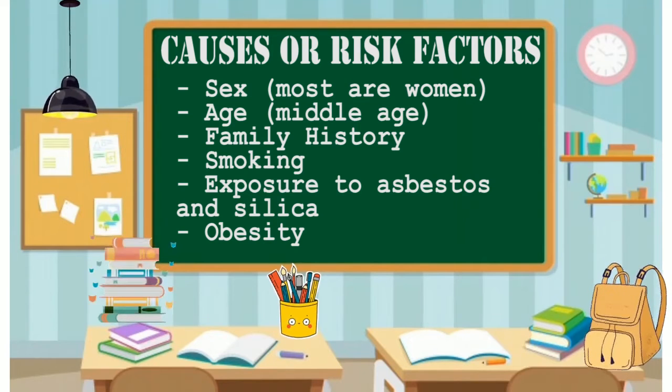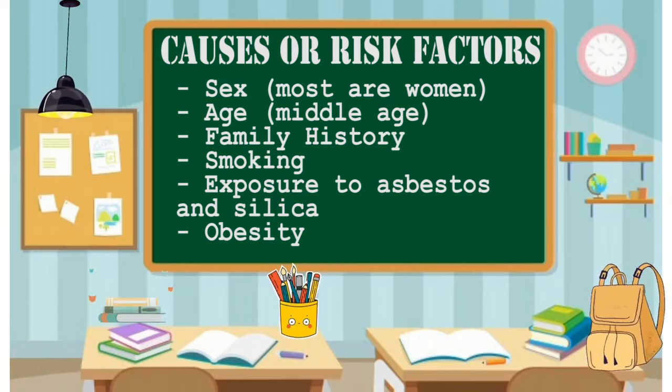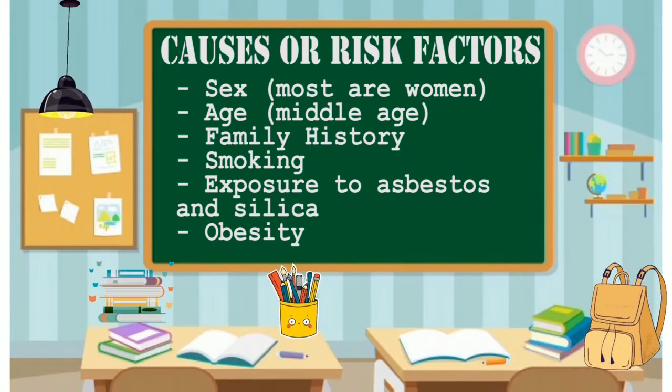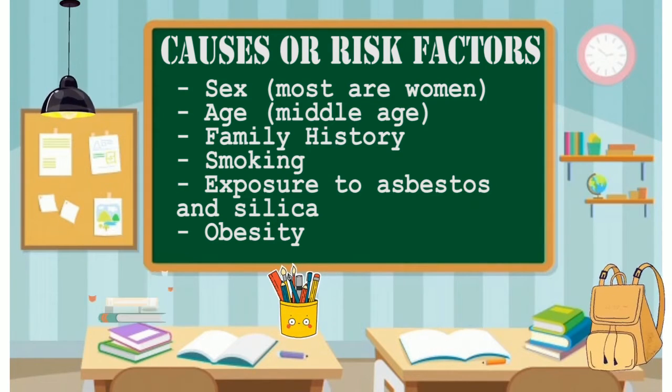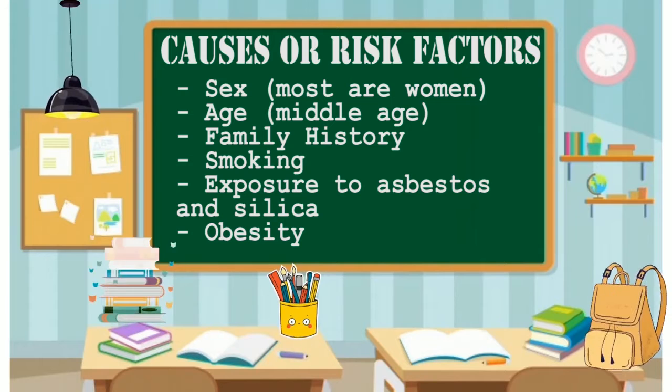Causes or risk factors. Sex. Mostly affected by this disease are women. Age. Mostly diagnosed with RA are middle aged. Family history. Smoking, exposure to asbestos and silica, and obesity.